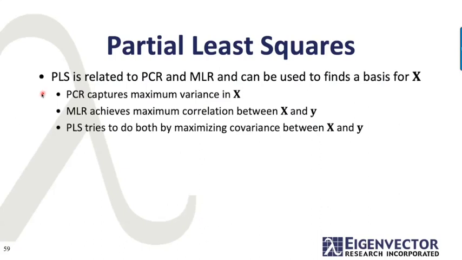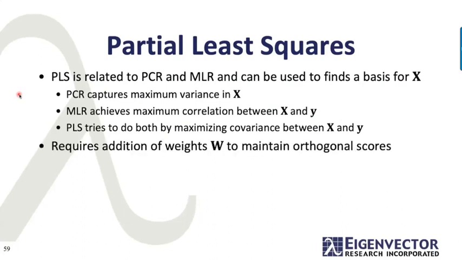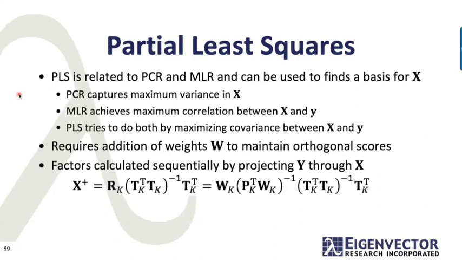And PLS is related to principal components regression and multiple linear regression. Whereas PCR captures the maximum variation in x, and MLR achieves the maximum correlation between x and y, PLS tries to do both by maximizing the covariance between x and y. It requires the addition of these things called weights in order to maintain orthogonal scores. And the factors are calculated sequentially by projecting y through x. So I'm not going to go through PLS algorithms here.